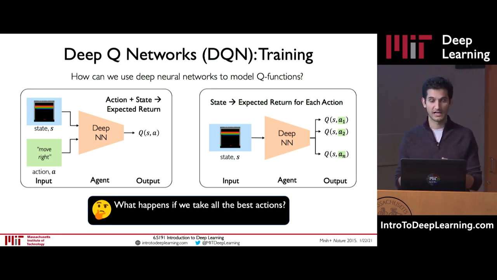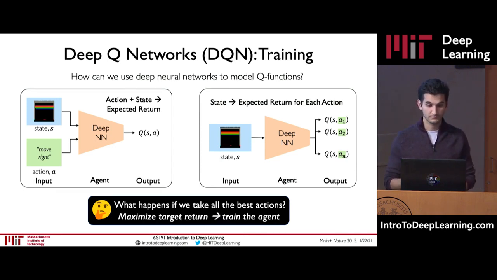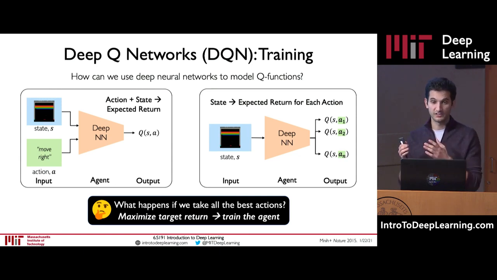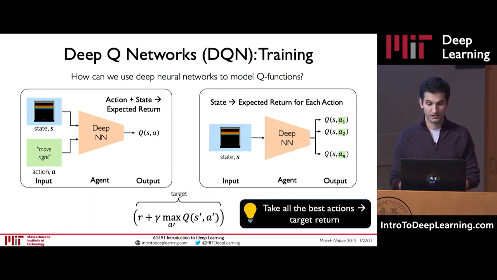How would an agent likely perform in the ideal case? What would happen if we took all of the best actions? Well, this would mean that the target return would be maximized, right? And this can serve as our ground truth to train the agent. So to train the agent, we're going to follow this simple ideology: in order to train the agent, we will ultimately maximize our target return.